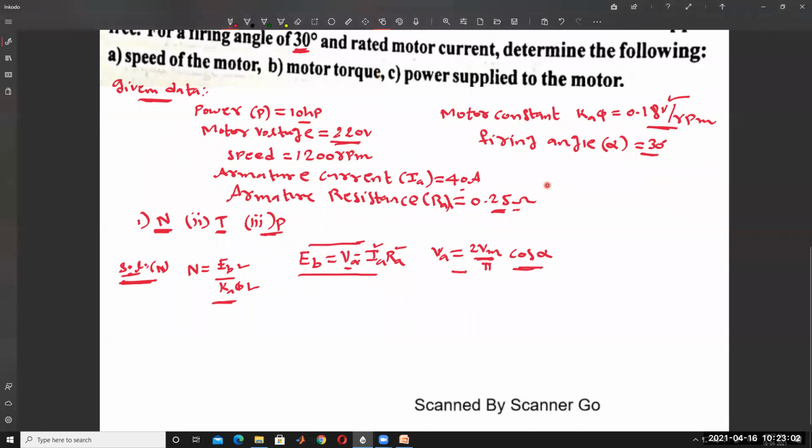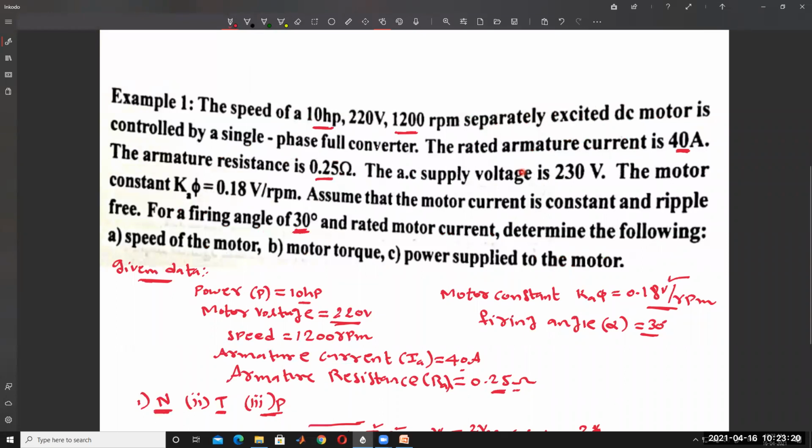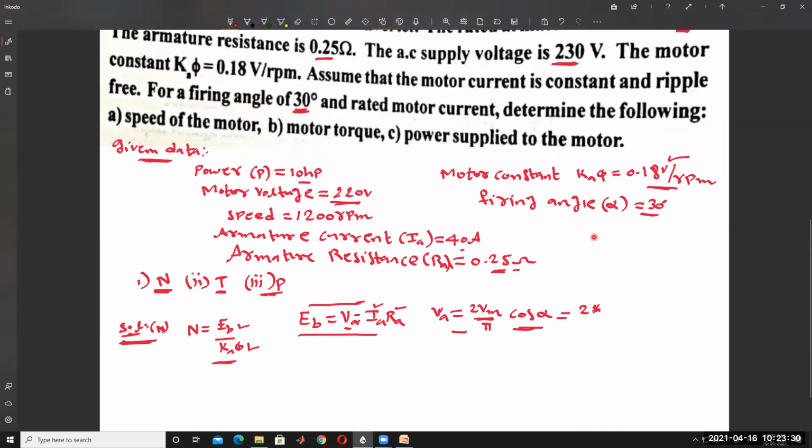So VA is equal to 2 Vm by pi into cos alpha. So 2 into Vm, where Vm is nothing but the 230 volts input voltage. AC supply voltage input of the converter, that is 230 volts. Okay, so this is called the maximum value. This 230 volts is called the RMS value.